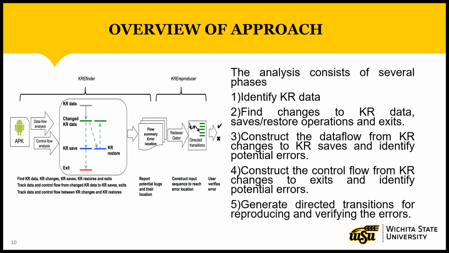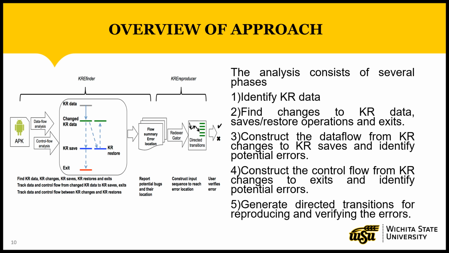The image shown in the slide is the overview of the approach. When we send an APK file as input, the KRE Finder performs a suite of static analyses, that is the data flow analysis and the control flow analysis, to find potential KR errors and store these KR errors as a summary. The summaries are in a format suitable for KRE Reproducer, which automatically generates a sequence of directed transitions so that the error can be confirmed.